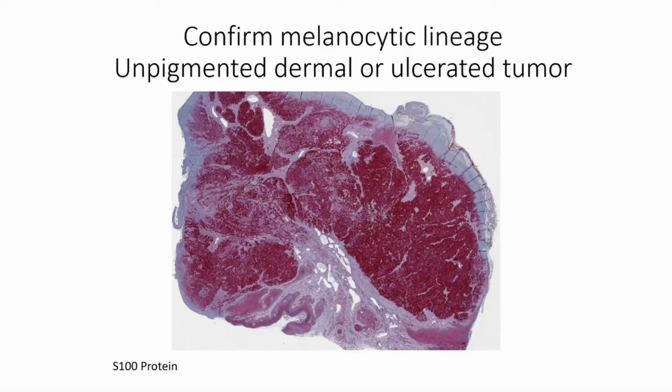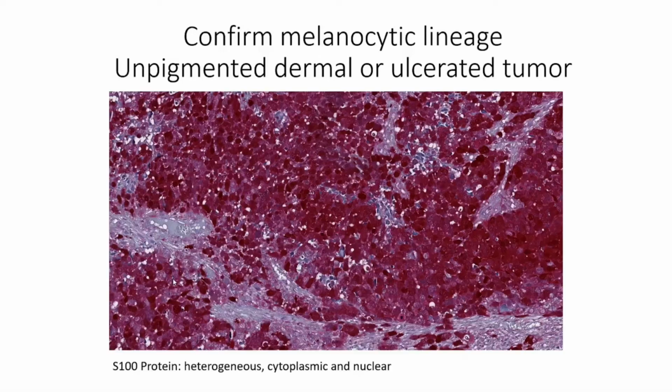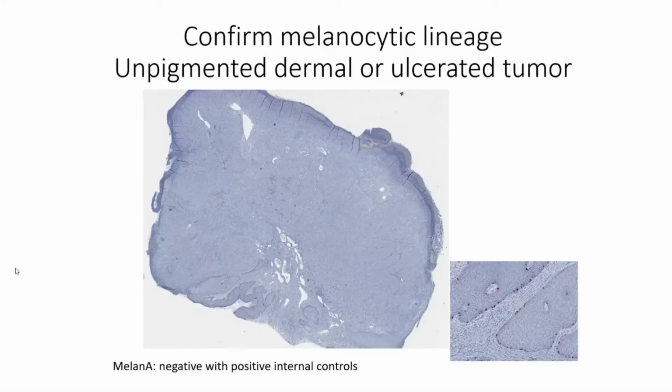Using a red chromogen, we have a very diffuse positivity that is both in the cytoplasm and in the nuclei of most of the tumoral cells. The second most frequent antibodies we use are melan A and HMB45, which are melanocytic specific antibodies. Here, melan A is completely negative throughout the tumor, and we do have positive controls in the adjacent normal melanocytes.